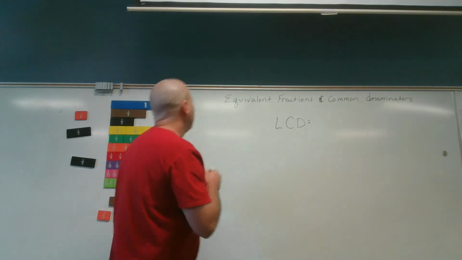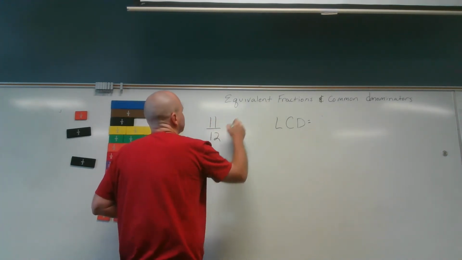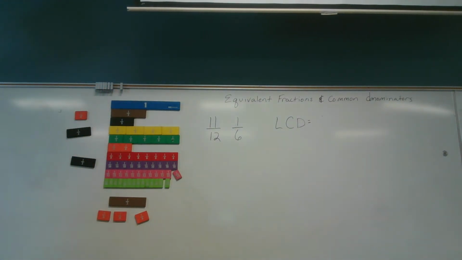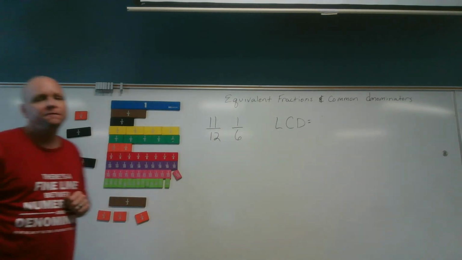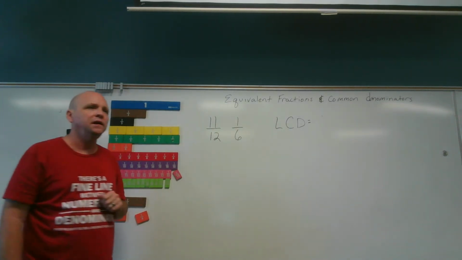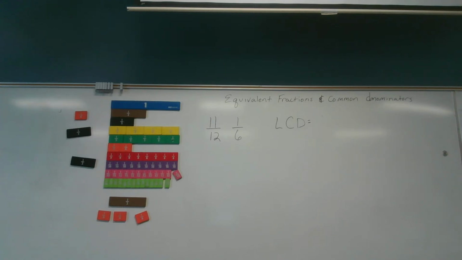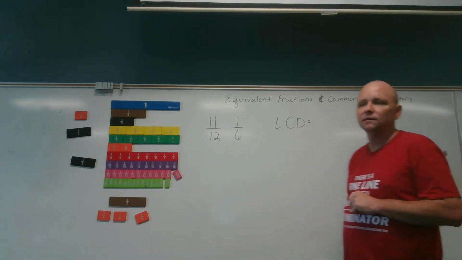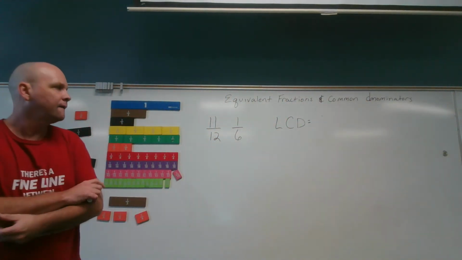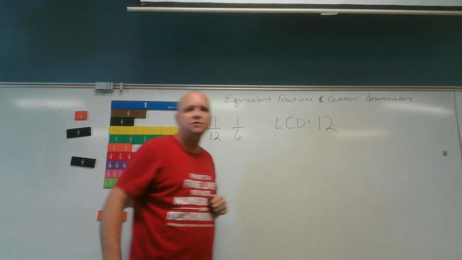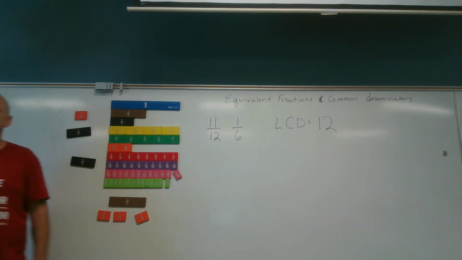All right, we have 11/12 and 1/6. First, we need to find the least common denominator. Zoe, what do you think the least common denominator is going to be? Oh, she's busting out the multiplication chart. She's got it. It is 12. If you know your multiplication facts, this becomes easier and easier.